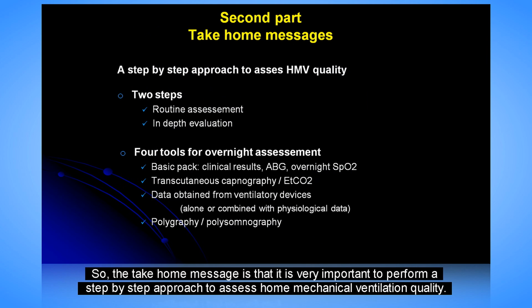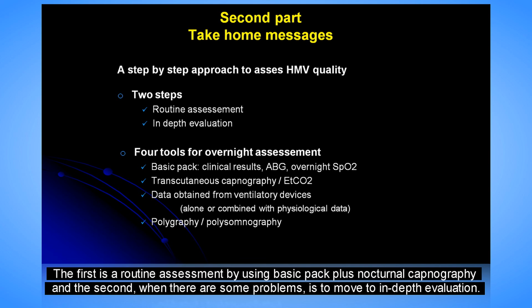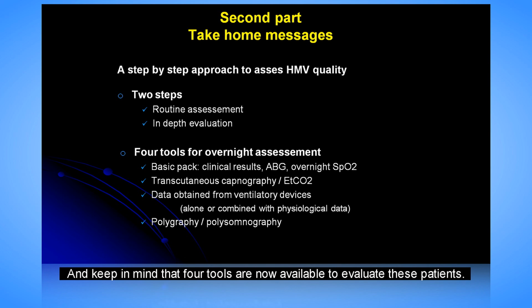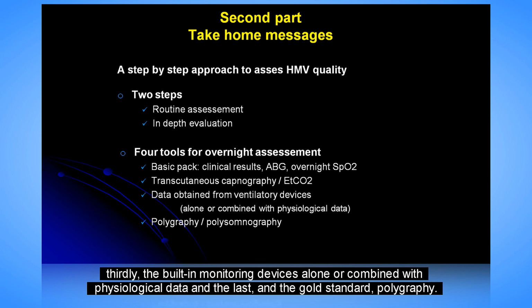So, as a take-home message, it is very important to perform a step-by-step approach to assess home mechanical ventilation quality. Two steps have to be respected. The first is a routine assessment by using the basic pack plus nocturnal capnography. And the second, when there are some problems, is to move to an in-depth evaluation. And keep in mind that four tools are nowadays available to evaluate these patients. Firstly, the basic pack. Secondly, the transcutaneous capnography or end-tidal CO2. Thirdly, the built-in monitoring devices alone or combined with physiological data. And the last and the gold standard is the polygraphy.